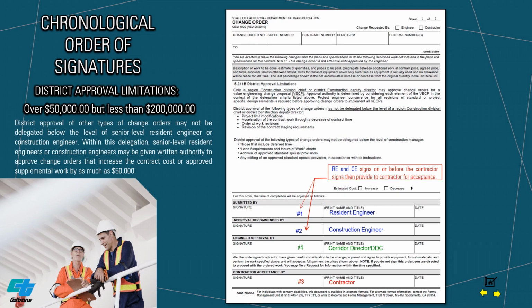On this slide, we will show the chronological order of signatures for over $50,000 but less than $200,000. Number 1.